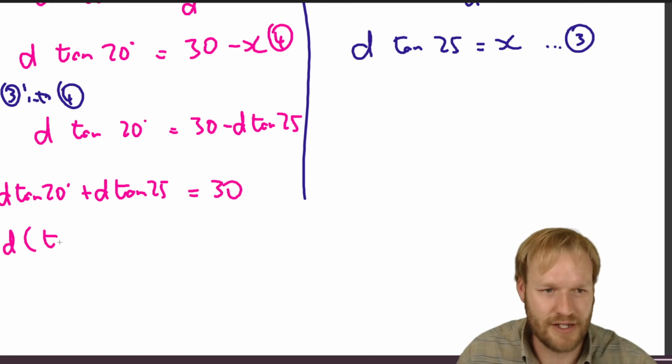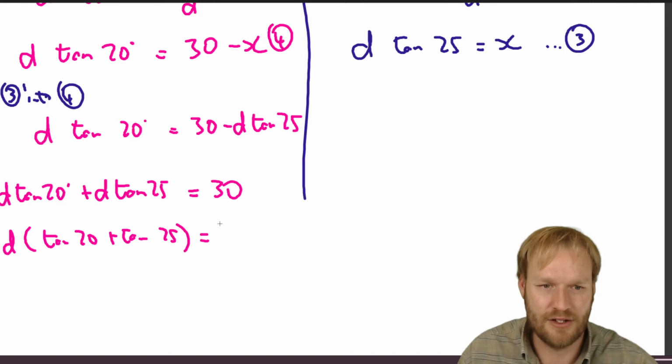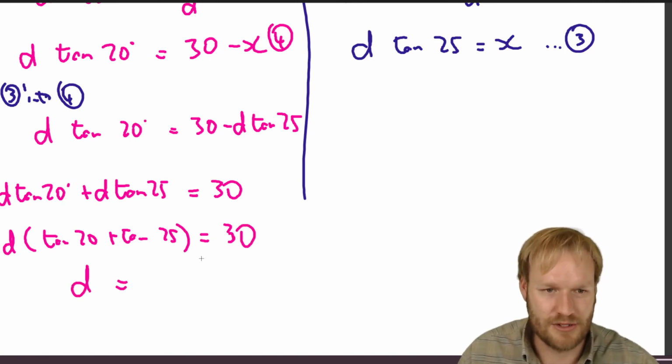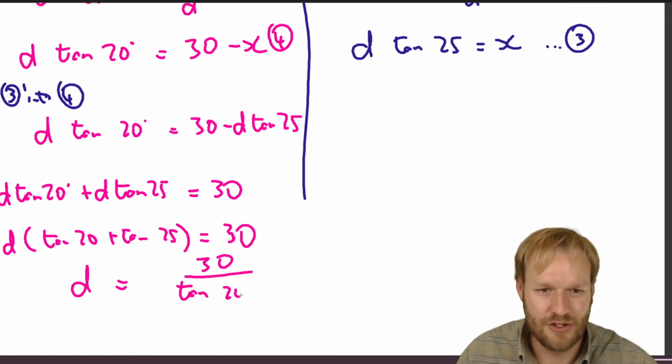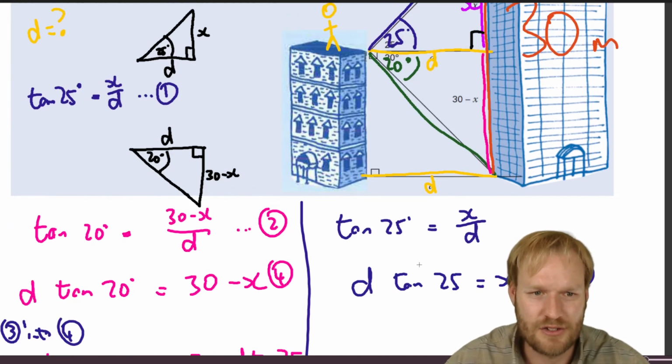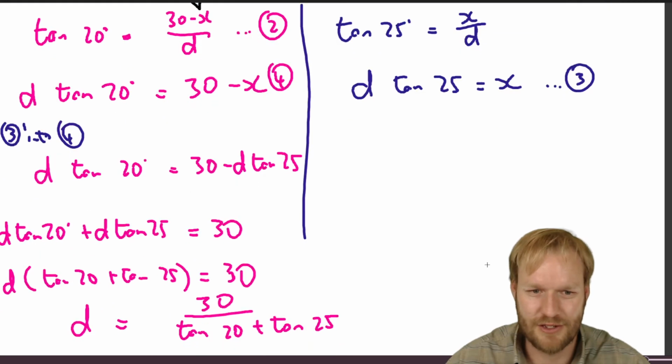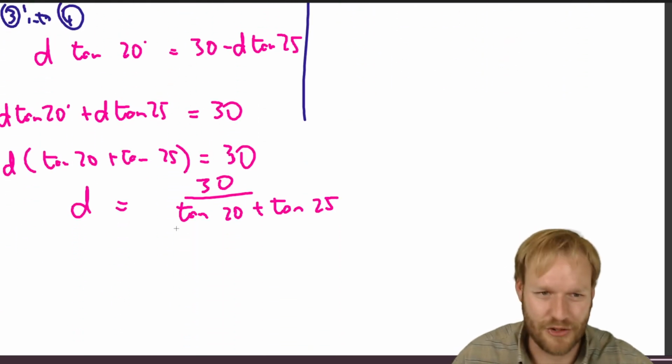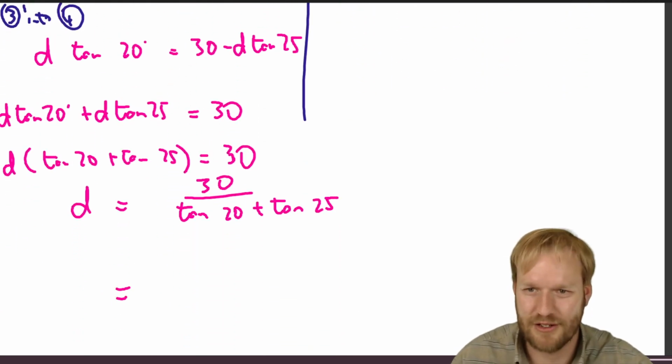Take out a common factor here. d times (tan 20 plus tan 25) equals 30. So d equals 30 over tan 20 plus tan 25. Now let's just see. Yeah, I feel like I've not chosen the easiest method here. Tan 25, I don't know. Well, it'll work though, because we can just punch that into our calculator.